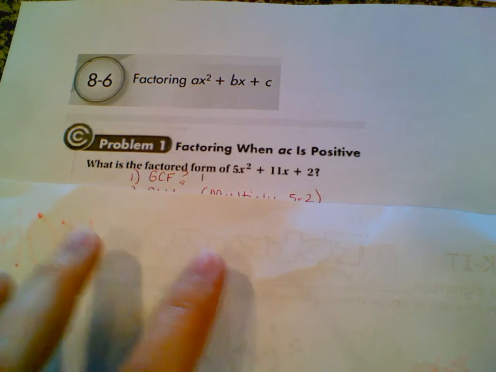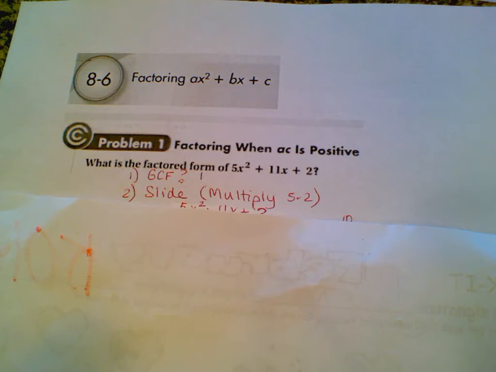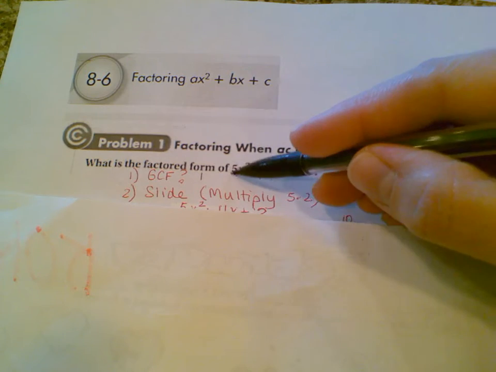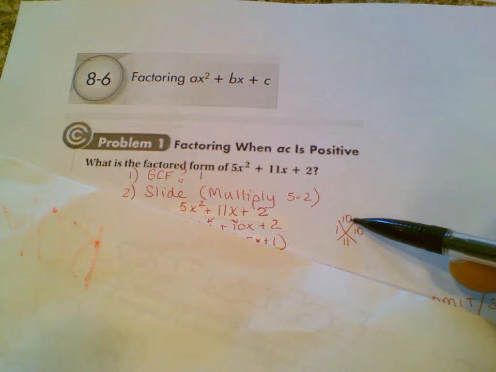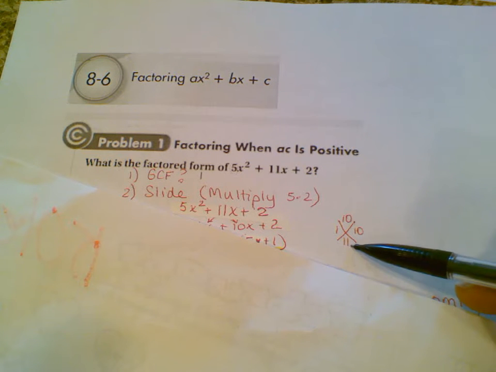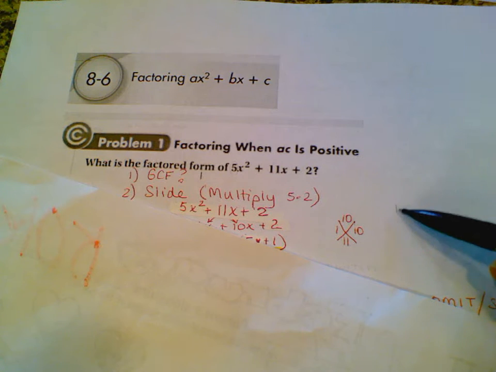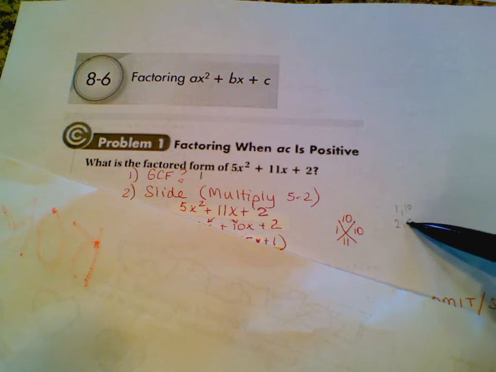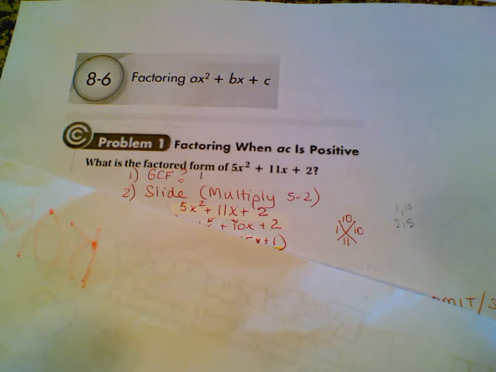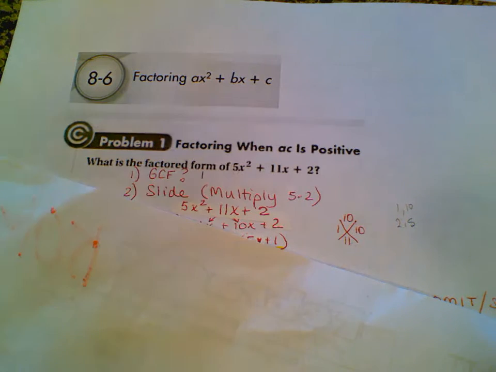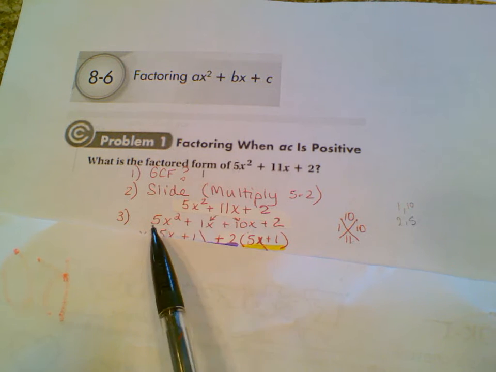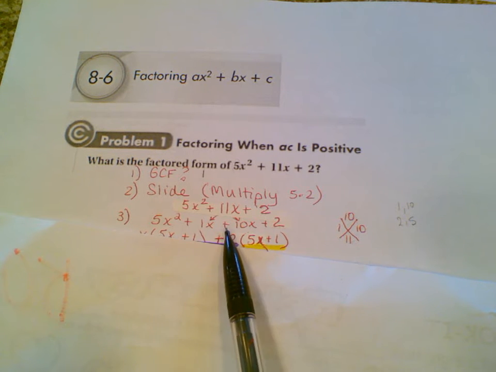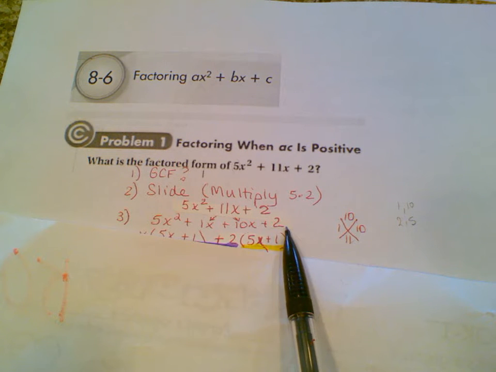so I wouldn't have to do anything with that, okay? Then I'm still going to slide, so I multiply 5 with 2 and do my sum and product puzzle. So I got 10 on the top, my middle term was 11, so I do factors of 10. So 1 and 10, 2 and 5. That set that adds or subtracts to 11 is 1 and 10. So then I split it up. I get 5x squared plus 1x plus 10x plus 2.